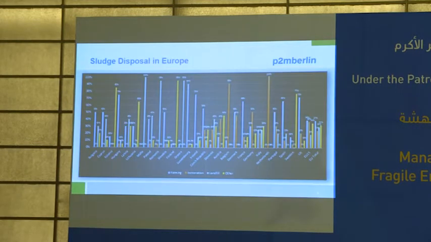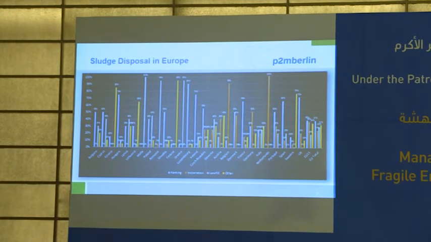This is a pretty busy slide. I don't want to go into detail on that. It's an overview of what is being done in Europe these days. The three main uses that we discussed: application in agriculture and farming is the blue columns, incineration is the orange, and landfill is the gray. You can see in different countries in Europe, there are different methods and different applications being used.